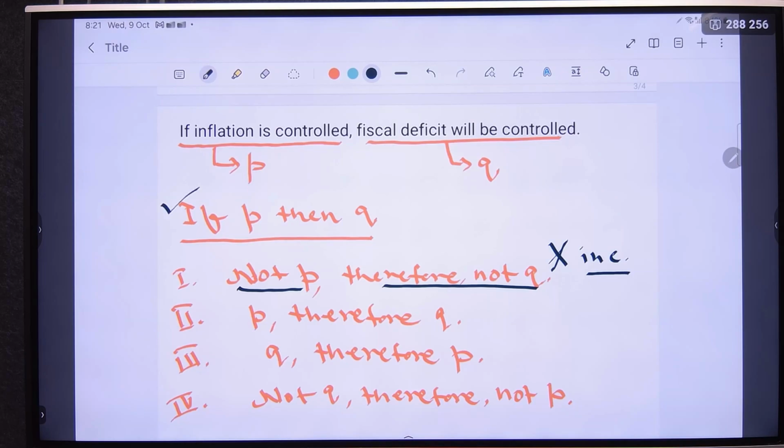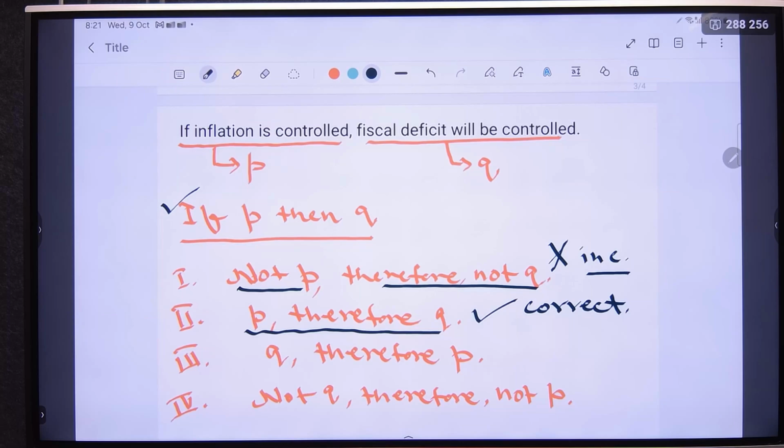If inflation is controlled, fiscal deficit will be controlled. Therefore, obviously in some manner it will be controlled a little. अगर इन्फ्लेशन को कंट्रोल करेंगे तो फिजिकल डेफिसिट विल बी कंट्रोल्ड. ये नहीं बोल रहे कि फिजिकल डेफिसिट विल बी इरेज्ड पूरा ही, बट इट विल बी कंट्रोल्ड. So this is a correct inference. ये आपको पता होना चाहिए कि दिस इज करेक्ट. If P then Q, P therefore Q is correct.